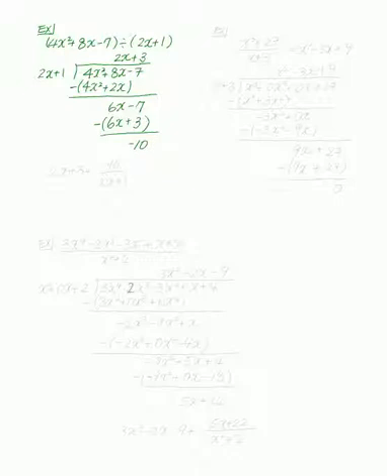So my answer is going to be 2x plus 3 plus negative 10 over 2x plus 1. Now, it's not wrong to rewrite the answer with a minus 10 over the 2x plus 1, but we can have the plus the negative. That's the same thing.